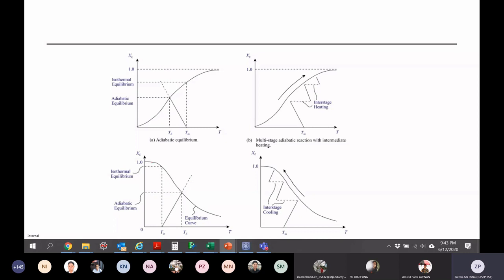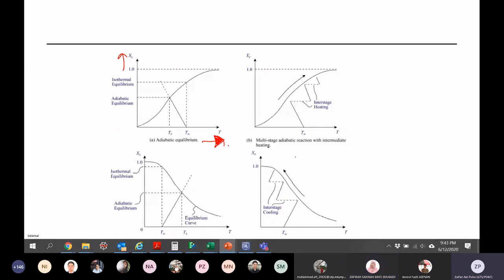So what can I tell? For example, this is then your temperature. In this case, you could see that the higher the temperature, the higher the conversions. And then this one is the lower the temperature, the higher the conversions. So you could think which one is exothermic, which one is endothermic. Think.